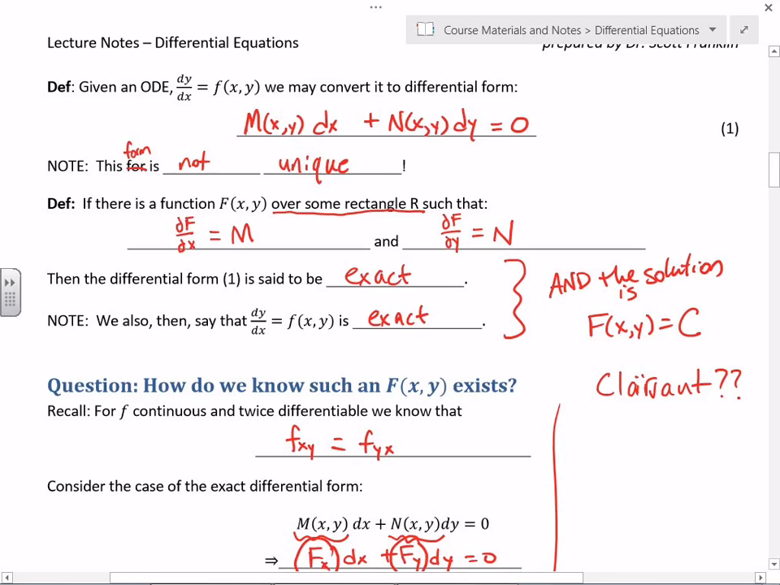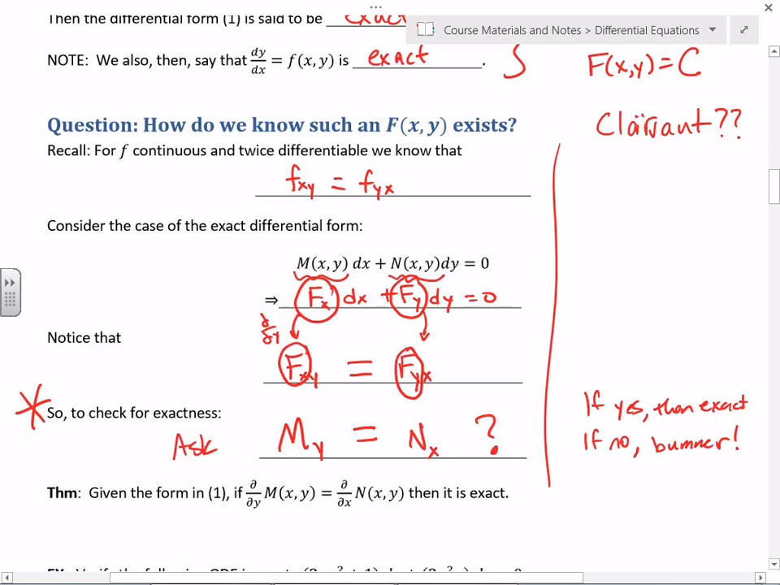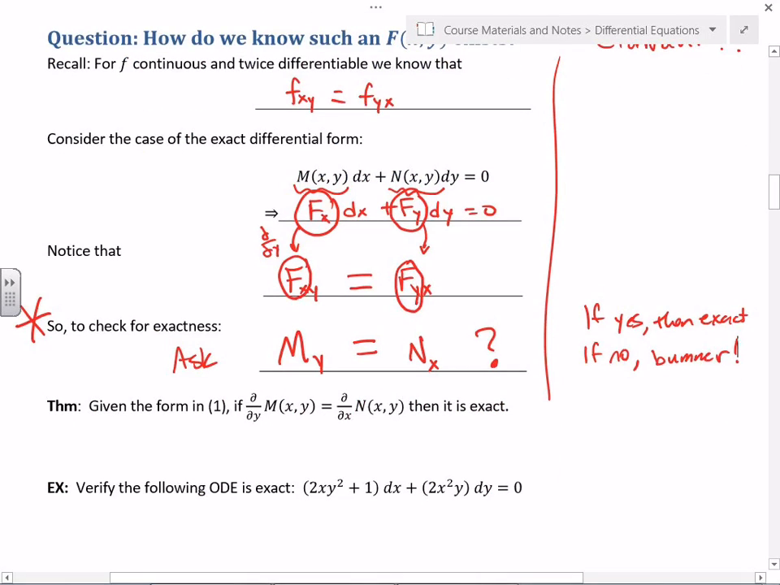Okay? So how do we check if that f exists? We check now by taking the m and the n and doing the partial with respect to the other variable that appears in the differential. So you've got m dx. M's the thing times the dx. Take m sub y. You've got n times dy. Take n sub x. If they're the same, then we'll move forward from there. If they're not, there's another technique I'll show you in a minute where we can try to manipulate it into one, but that doesn't always work.